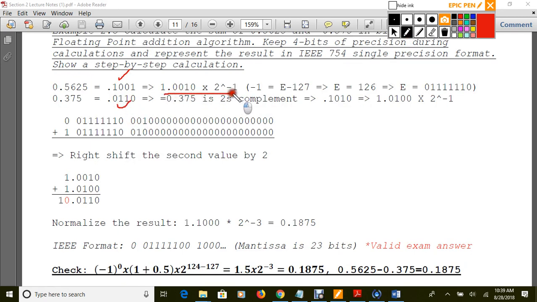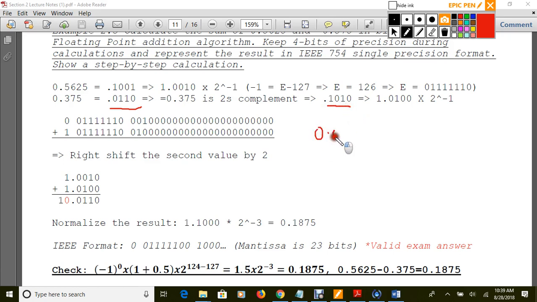And here we have 2 to the negative 1. We do the same thing as before, and we calculate E is 126. In this specific case, for 0.375, we have this normal value, but because it's negative, we have to do 2's complement. So we invert all the numbers and add 1 like before. So this gives us 0.1010, right?